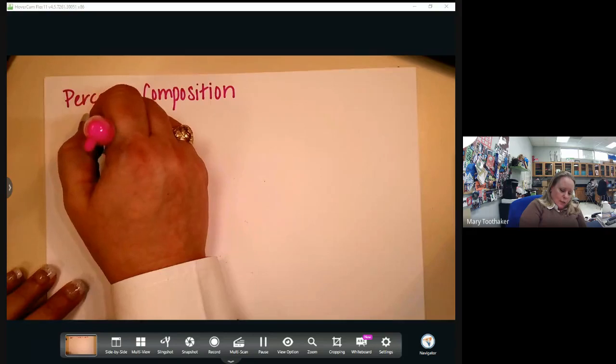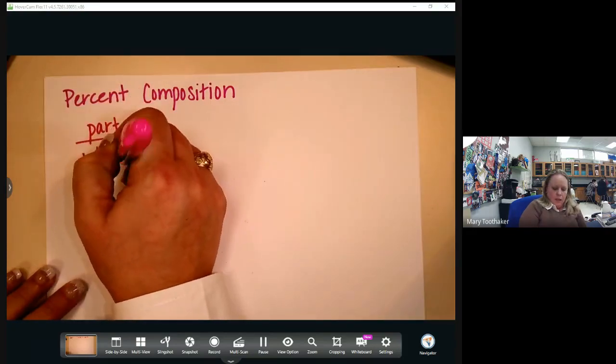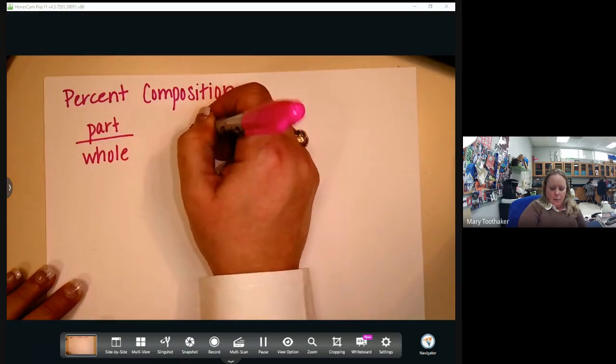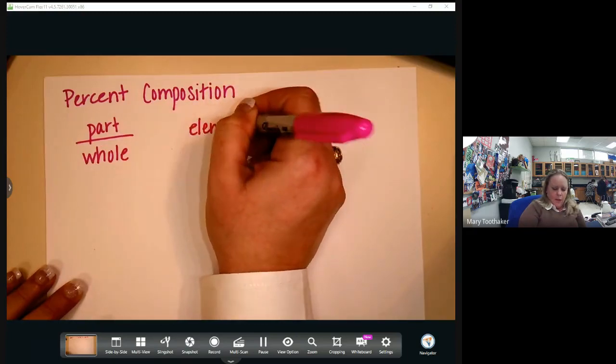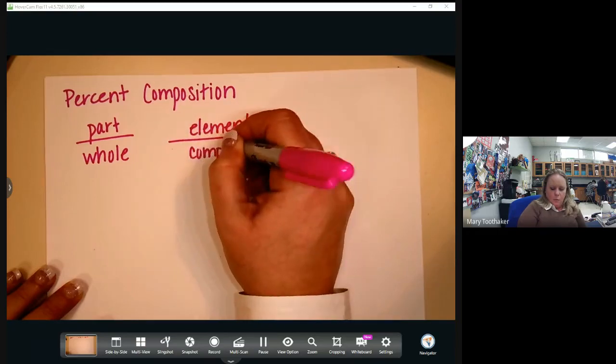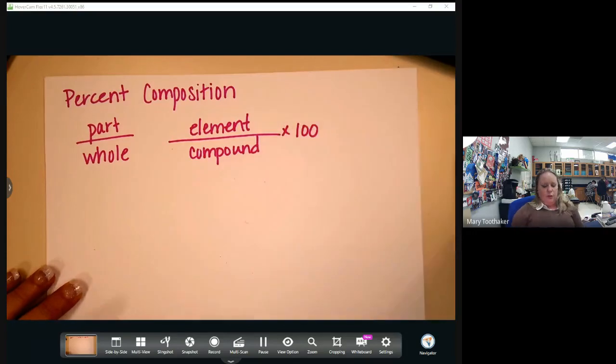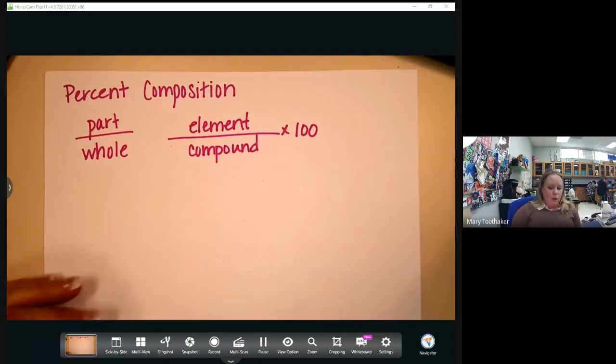Percents are always calculated as the part over the whole. And in this case, the element is the part, and the whole compound is the whole. And then, of course, multiply it by 100 or move the decimal in your head, whatever it is you need to do to make that a percent.